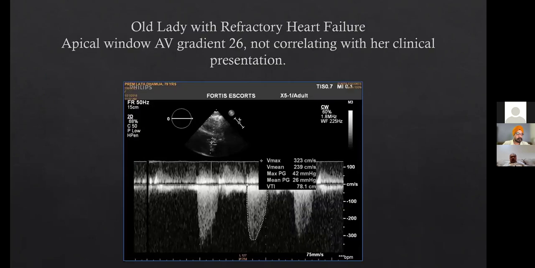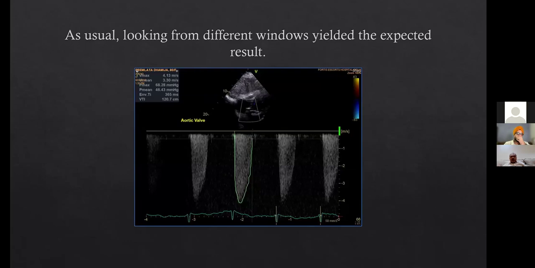Another view which comes in very handy is an epigastric view. So this is a story of an old lady with refractory heart failure. Apical window always showed a gradient not more than 25-30, but it never correlated with the clinical presentation. NT-proBNPs were high, LV was normal, mean PG 26. So were we missing a severe aortic stenosis? Yes, because when you looked at it from a different window, it yielded the expected results of a severe aortic stenosis. Now here it is with a max PG of 68 and mean PG of 46.